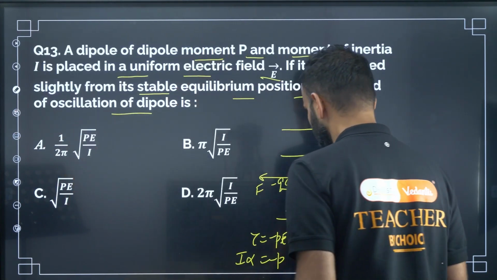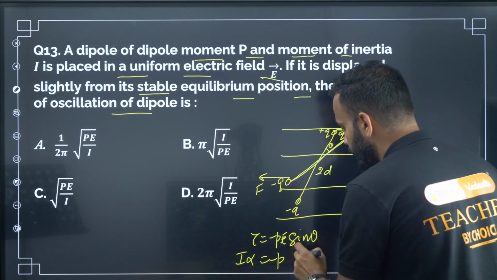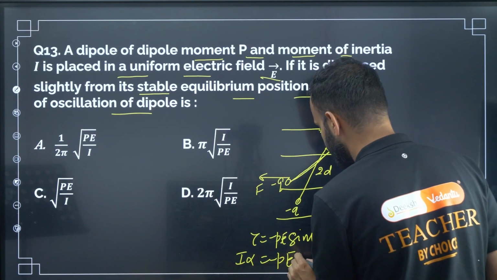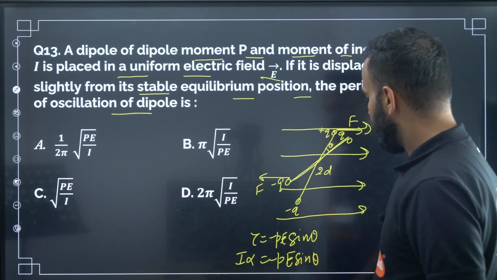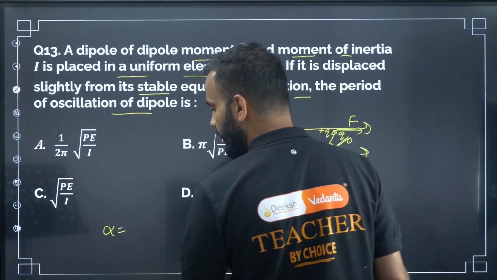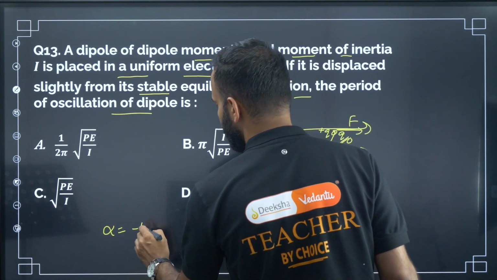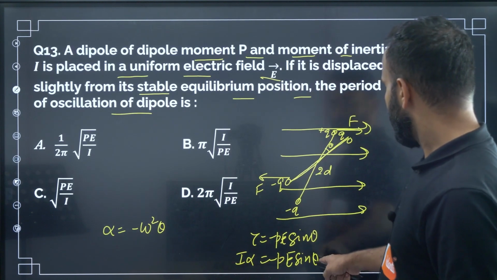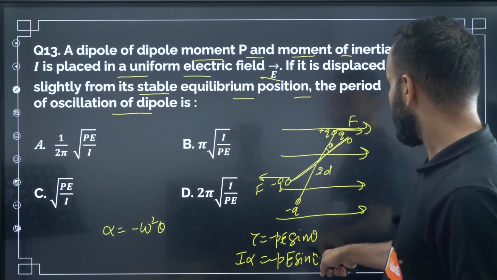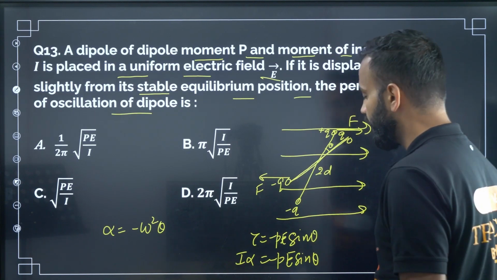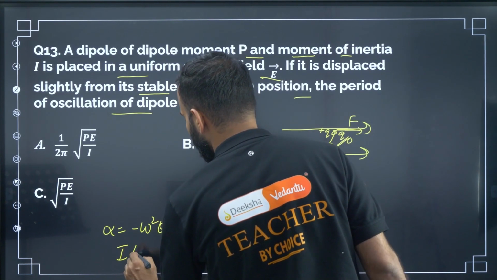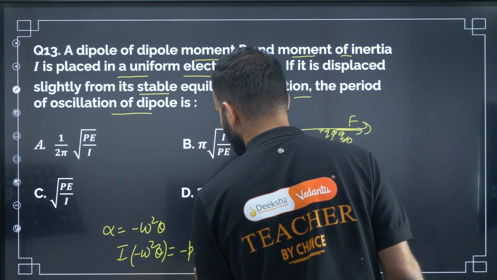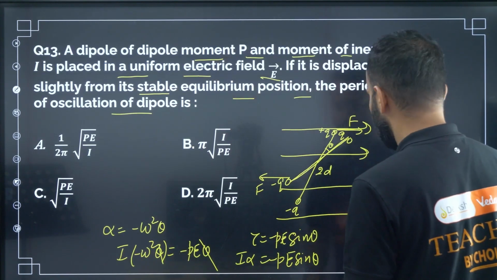Torque tau equal to I into alpha, which is equal to minus PE sin theta. We know that alpha is equal to minus omega square into theta. Here for small angle, sin theta is equal to theta. So I into minus omega square theta equal to minus PE theta, right? Theta will get cancelled. So solve this.